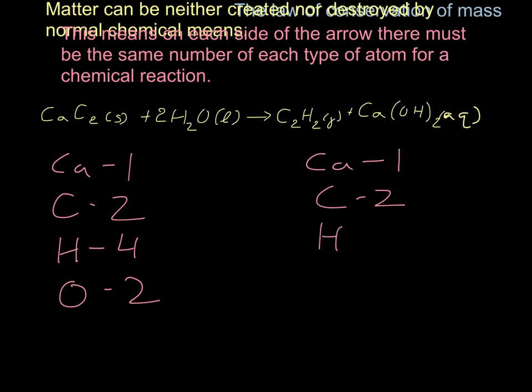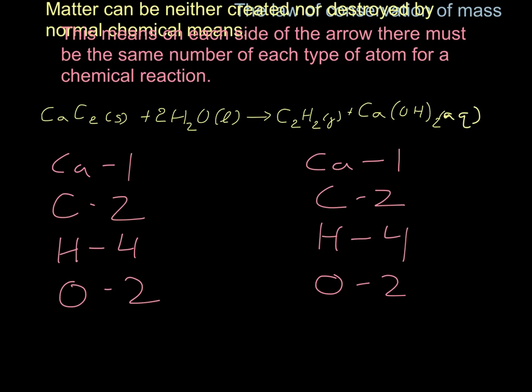I have 4 hydrogens. 2 there, and then there's a 2 in parentheses here, meaning I have 2 hydrogens there. And then my oxygens, I also have 2, because that oxygen's inside that parentheses with a little 2 there. So you can see how this chemical reaction obeys the law of conservation of mass. Because during this chemical reaction, I haven't created or destroyed any atoms. I've simply rearranged the atoms.